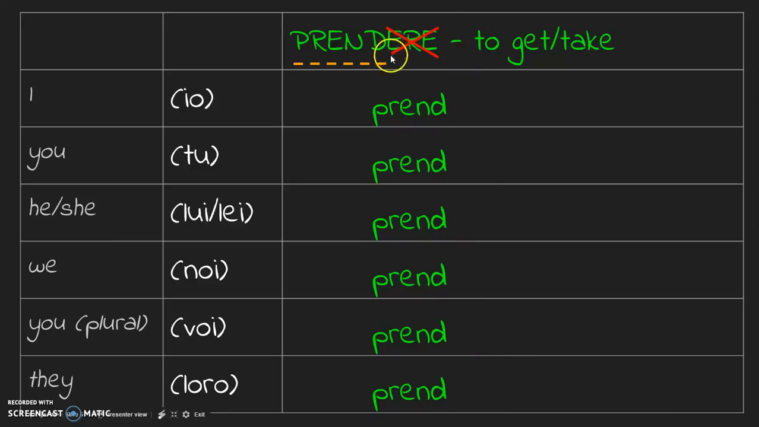Now, because this is an ere verb, they are slightly different to the are verb endings. So the endings are o, i, e, iamo, ete, ono. So io prendo, I get or take. Tu prendi, you get or take. Lui, lei prende, he or she gets or takes.